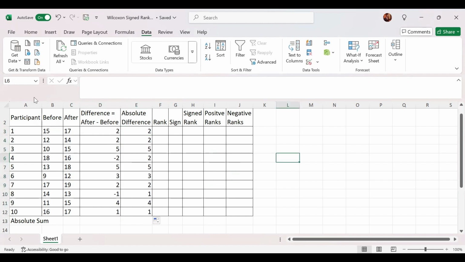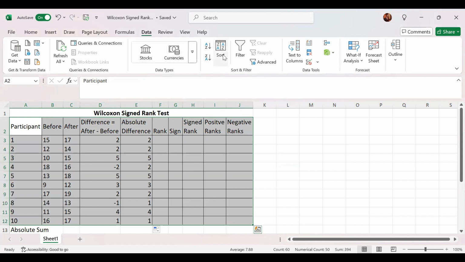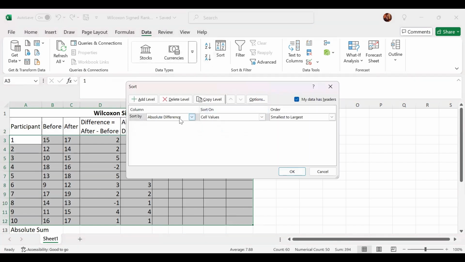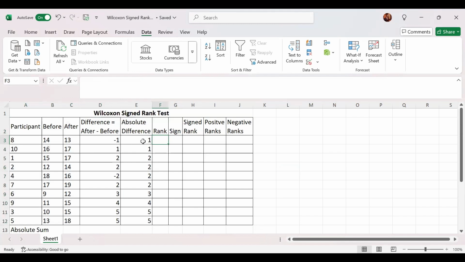Now we need to find out the ranks. So for finding out ranks, we need to arrange this in ascending order based on absolute difference. So sort this absolute difference, smallest to largest. So we got it now. So now for the first two, means first rank and second rank, you are having the same difference. So we will be taking the average of first and second, which is 1.5. This one also 1.5. Then we have third rank, fourth rank, fifth rank, sixth rank.